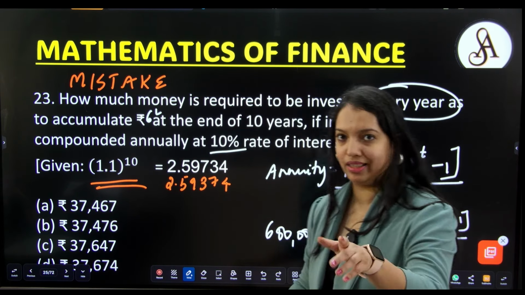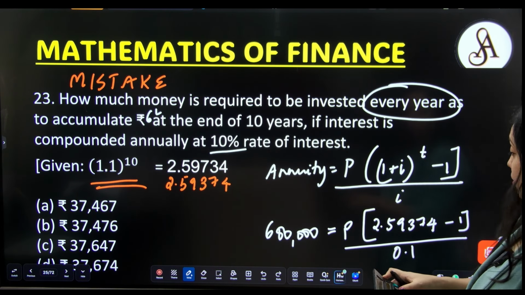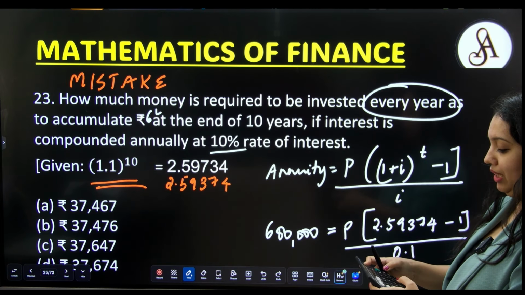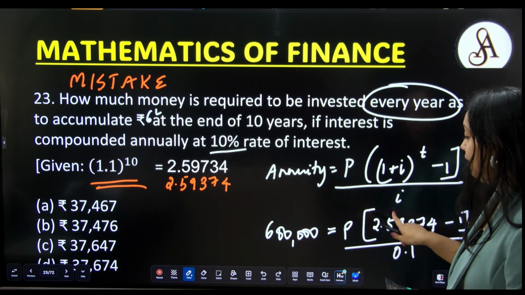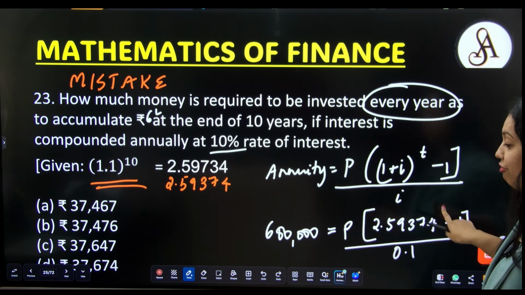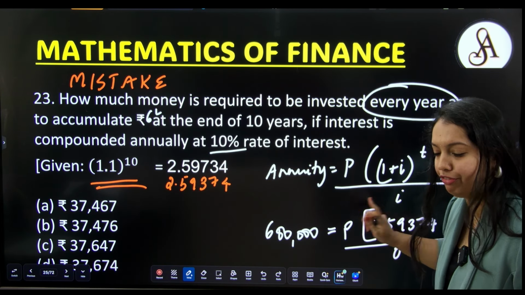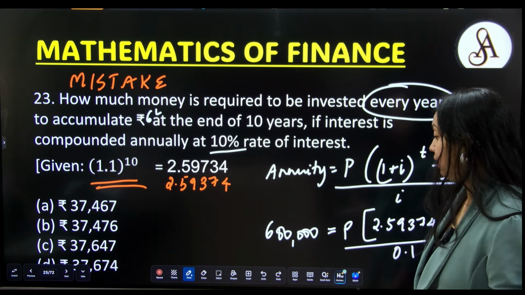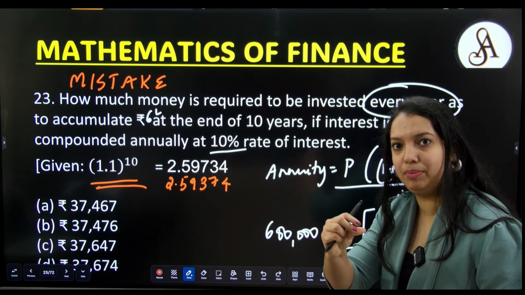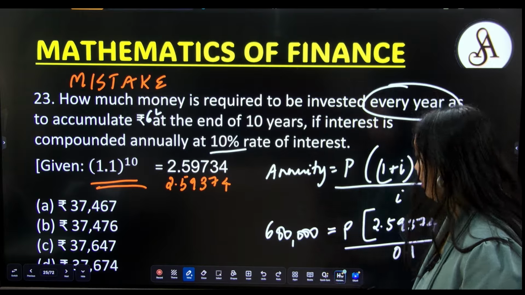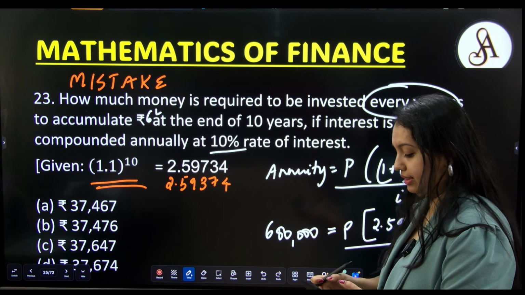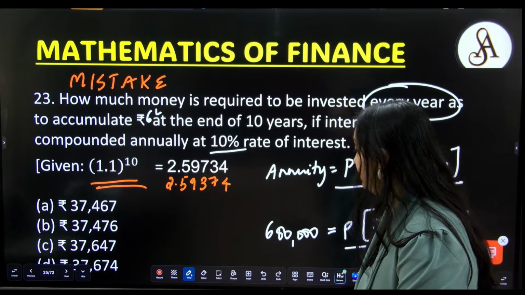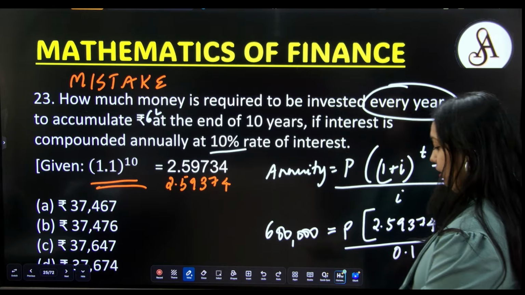What is there inside the bracket? Do that calculation first. 2.59374 minus 1 divided by 0.1. I'm getting this value. We call it a factor, annuity factor, sinking fund factor, 15.93. So when I take this to this side, it will become division. So 6 lakh divided by 15.93.